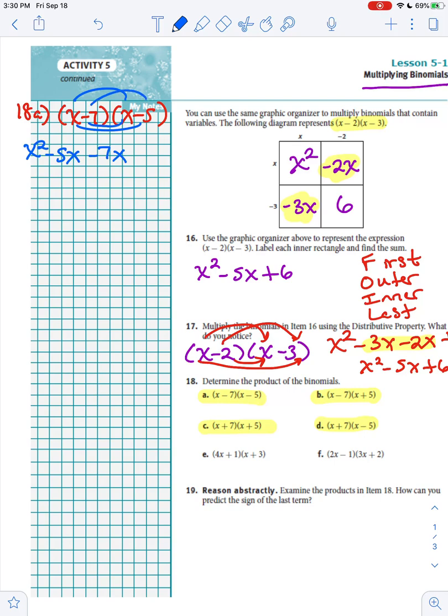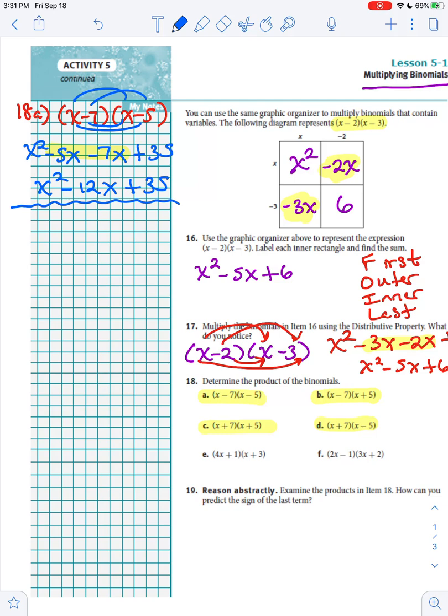But then our last times our last is negative times negative. So that, of course, gives us positive. So when we write our final answer and we combine those middle terms together, we get x squared minus 12x plus 35. So keep in mind, we got a plus 35.